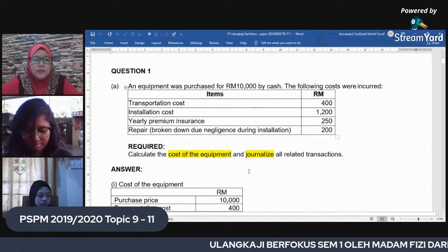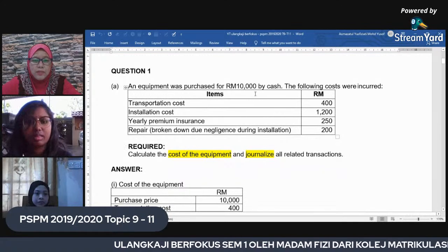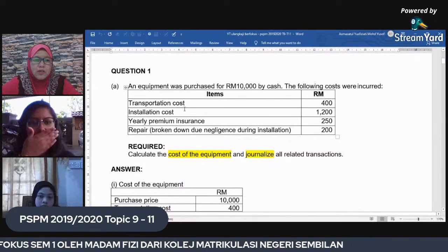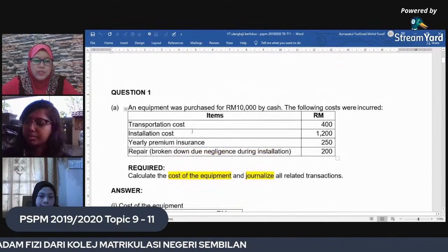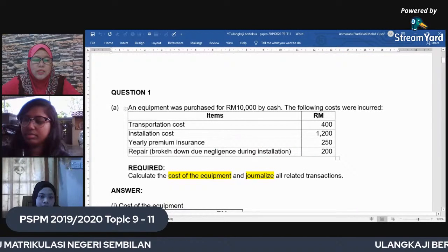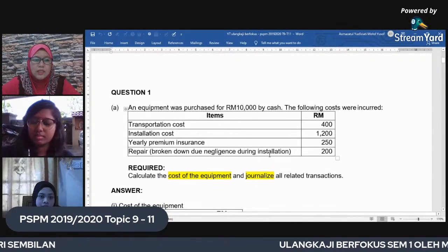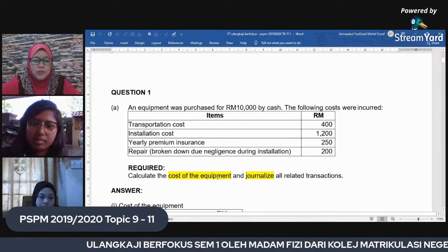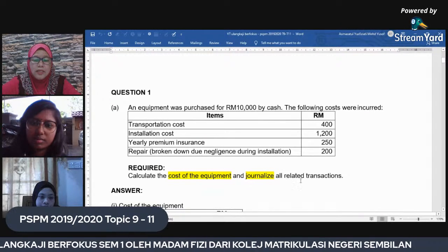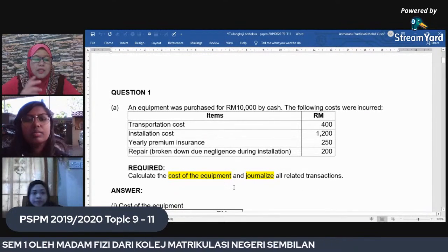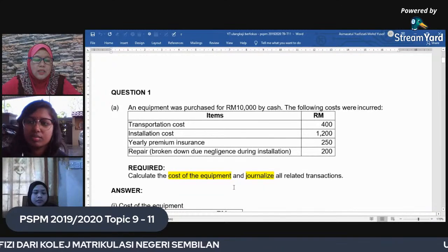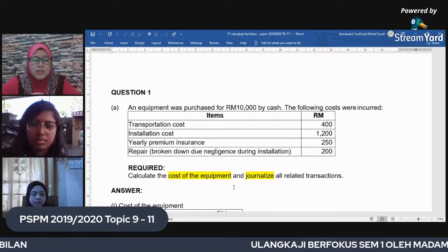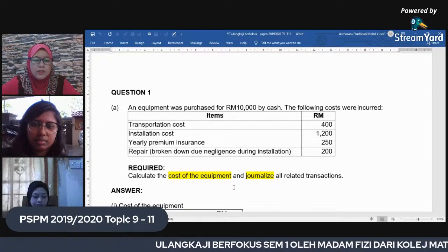An equipment was purchased for 10,000 by cash. The following costs were incurred: transportation costs, installation costs, yearly premium insurance, and repair, broken down due to negligence during installation. Required: calculate the cost of the equipment and generalize all related transactions. Now, to calculate the cost of the equipment, we have to choose the cost that is related to the equipment.